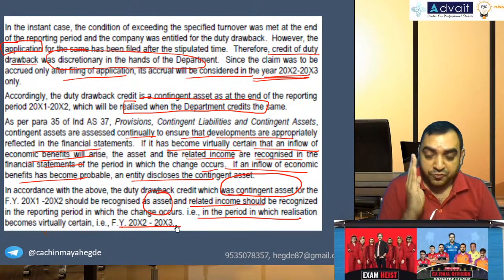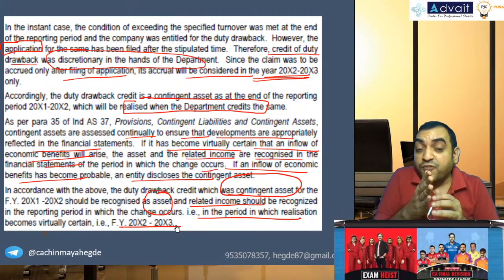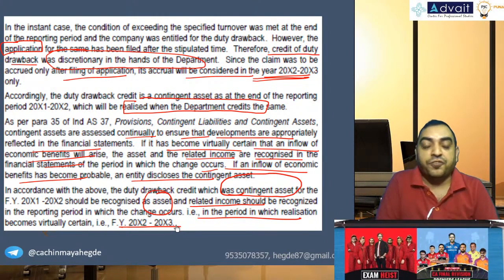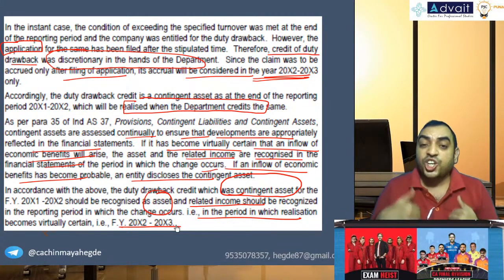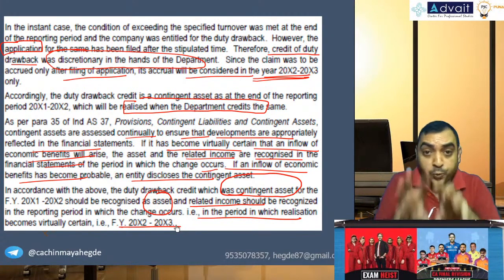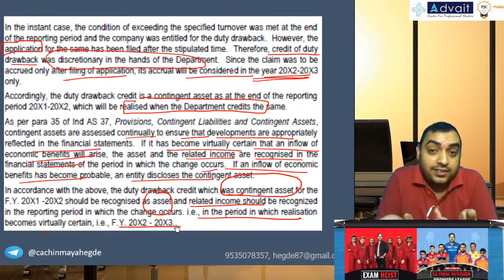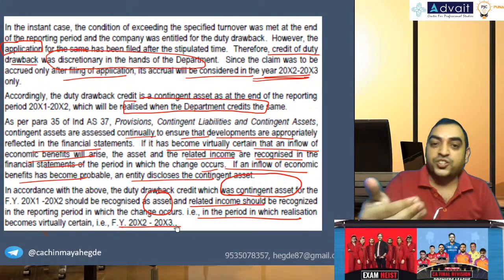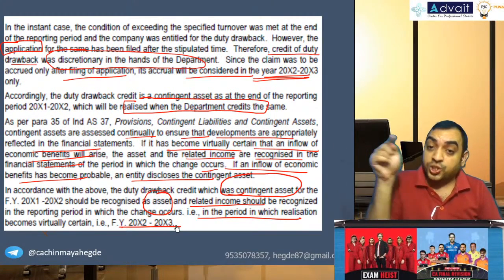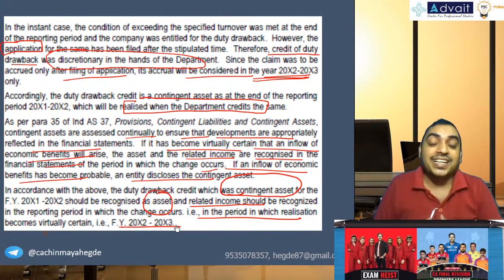On the 31st of March, the condition may have existed, but they have not filed the application within 15 days. In that case, it will go to discretion. Discretion happened only in the next financial year, not the current financial year. A probable benefit is there, but whether the entity gets it depends on the discretion, and when the discretion came, that is only in the next year. So it becomes virtually certain in the next year. In the current year, it will be accounted as a contingent asset.